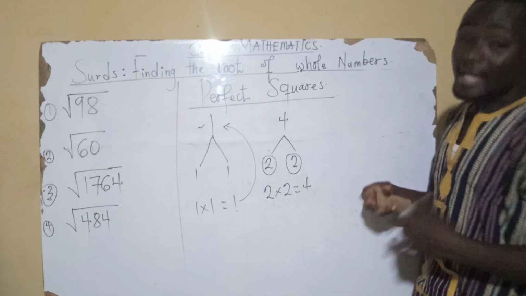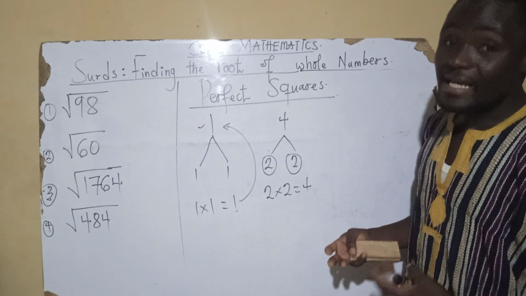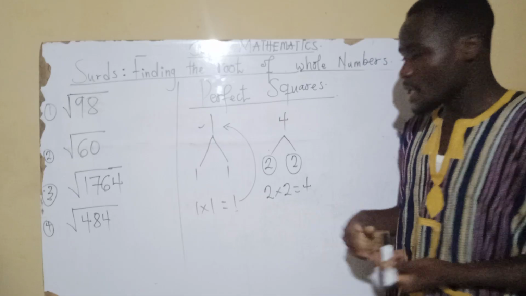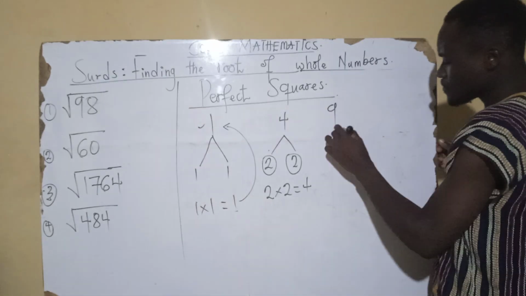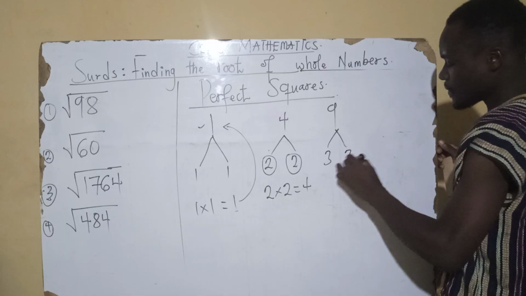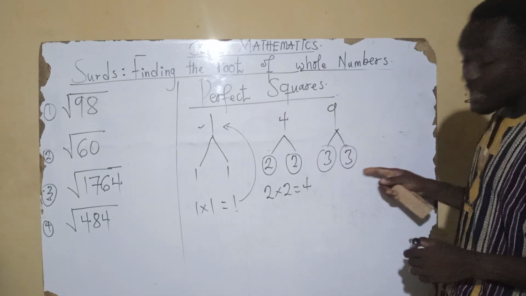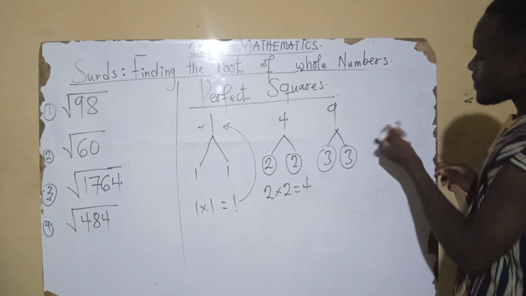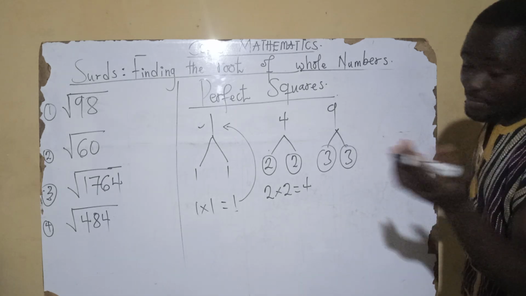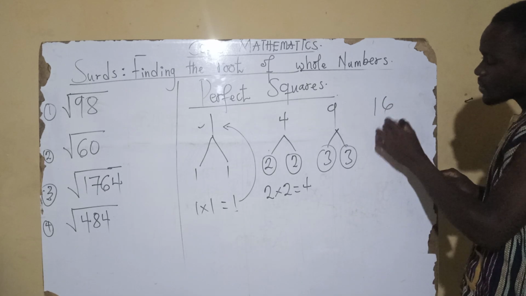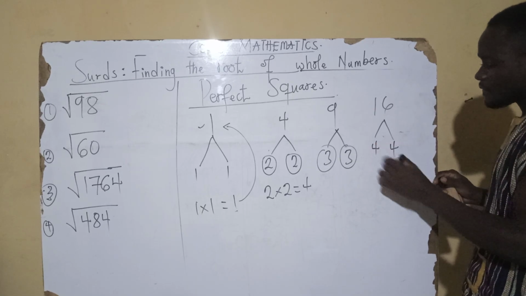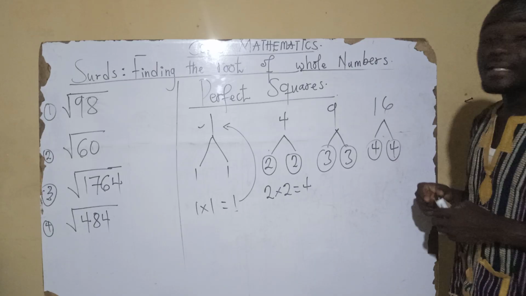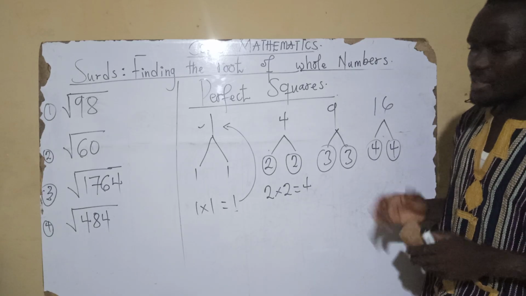Now from there you can guess other numbers that can be a perfect square based on the gist that I've given to you so far. We can guess the number 9. For 9, I have 3 and 3. These elements are of the same identity, so 9 is a perfect square. Are you with me? You can guess the number 16. We have 4 and then 4. This and this are of the same identity, so therefore 16 is a perfect square. Are you with me? Very good.